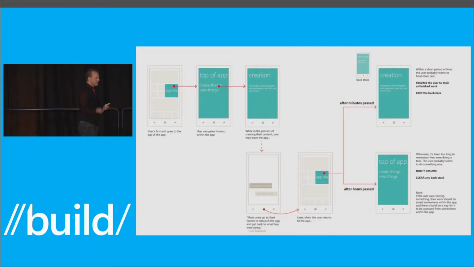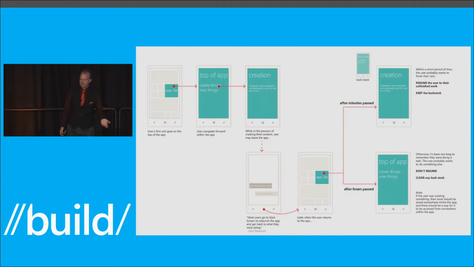So this is basically the flow chart of that happening. The user presses your launch tile, they go somewhere inside the app, they start doing things, a toast comes in, they navigate away, they check your message, whatever it is, they return later, they go to the start screen, they press that app tile. A couple of minutes have passed. Yeah, probably they want to get back to where they were. Just resume. Continue where the user left off.